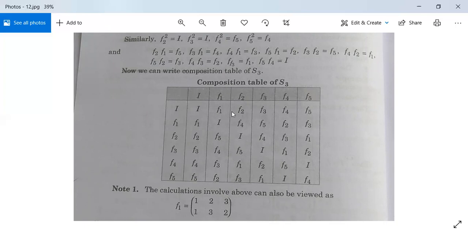I composition F1 is F1, similarly I composition F2, F3, F4 gives the same. Similarly with F2: I composition F2 is F2, F2 composition F2 is I, F3 composition F3 is I, F4 composition F4 is F5, and F5 composition F5 is F4. F1 composition F2 is F4, F1 composition F3 is F5, and similarly the rest.